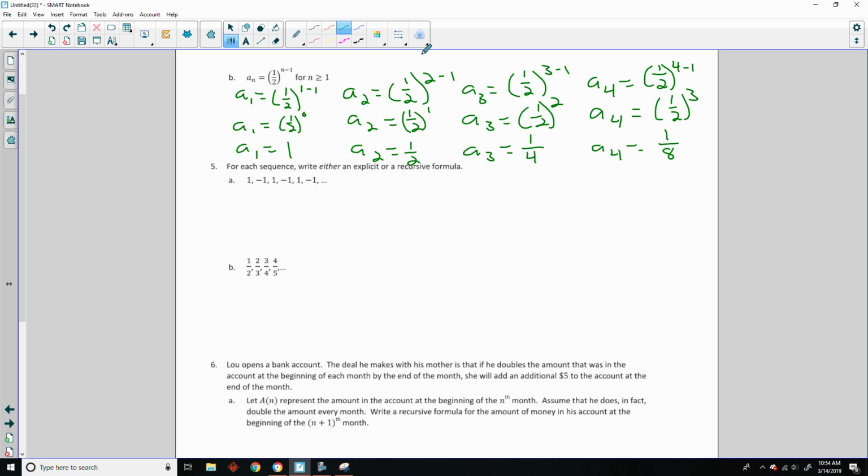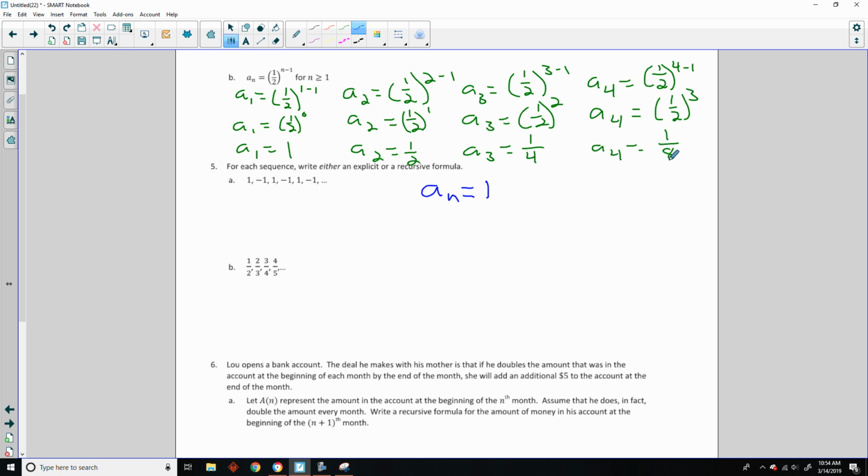Okay, so now we have to write a recursive formula for that. So a sub n equals my first term, 1 plus... okay, we're not adding each time. We're not adding, they're getting smaller. We're getting smaller and smaller and smaller.